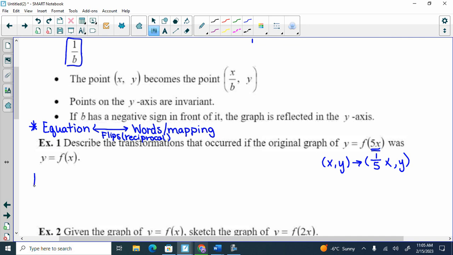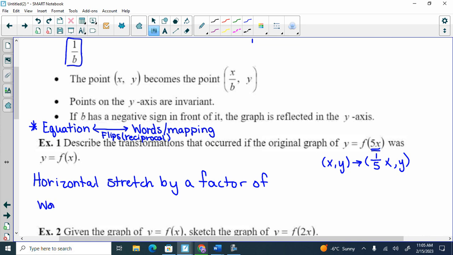So this is a horizontal stretch by a factor of, remember words and mapping are the same. What number did I use in mapping? 1/5, correct? What number am I going to use in words? 1/5. Whatever number you use in one, you use in the other. So I use 1/5, I'm going to use 1/5. About the y-axis.